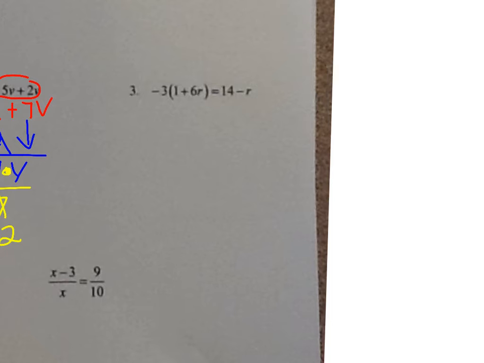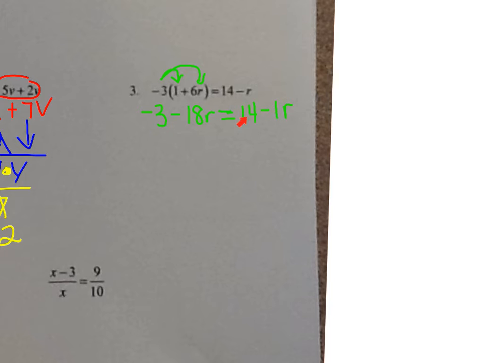All right, so we have here negative 3 times 1 is negative 3. Negative 3 times 6r is negative 18r. And that equals 14 minus r. Now, minus r, remember, that's 1r. All right, so now I have letters on both sides and a number on both sides.